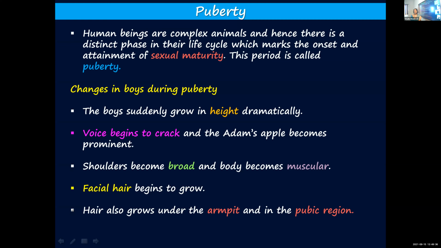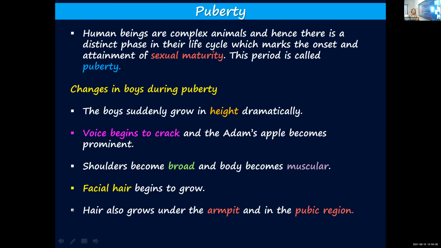And all these changes, we cannot specify that at this particular age all the boys will develop these changes. It's not like that. It's a range of time, starting from 12 to 16 or 17 years of age. This will continue. And all these changes take place gradually. Not that one fine morning when you wake up, you develop a mustache and all. It's not like that. It's a gradual process.